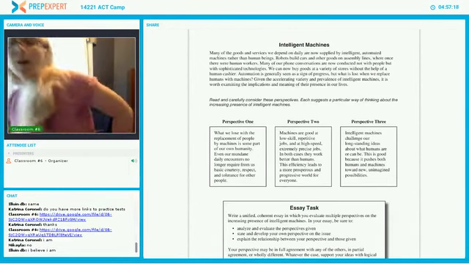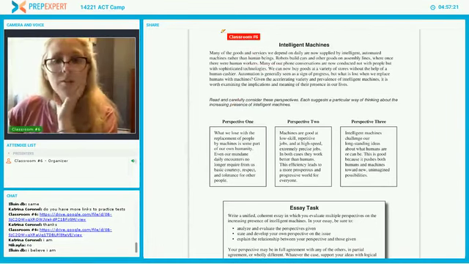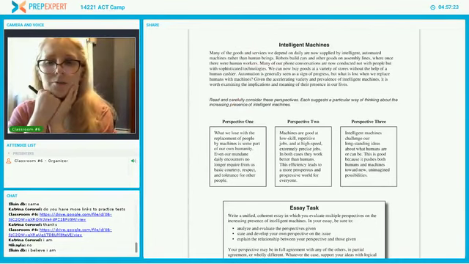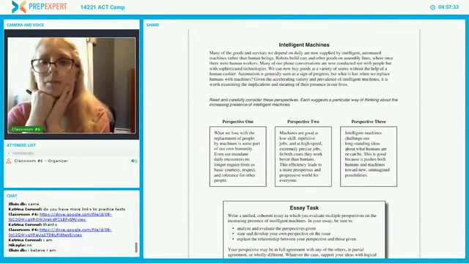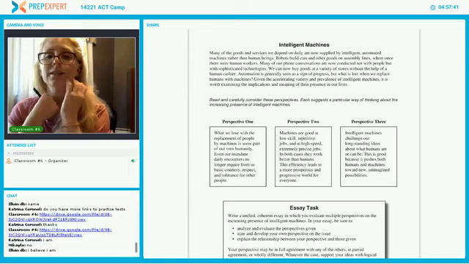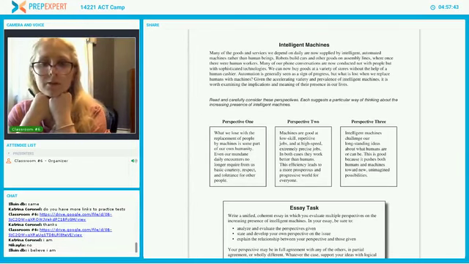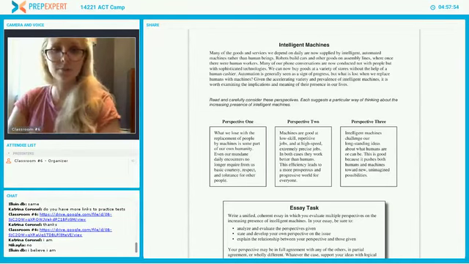Okay. So, intelligent machines. Many of the goods and services we depend on daily are now supplied by intelligent, automated machines rather than human beings. Robots build cars and other goods on assembly lines, where once there were human workers. Many of our phone conversations are now conducted not with people, but with sophisticated technologies. We can buy goods at a variety of stores without the help of a human cashier. Automation is generally seen as a sign of progress, but what is lost when we replace humans with machines? Given the accelerating variety and prevalence of intelligent machines, it is worth examining the implications and meanings of their presence in our lives.